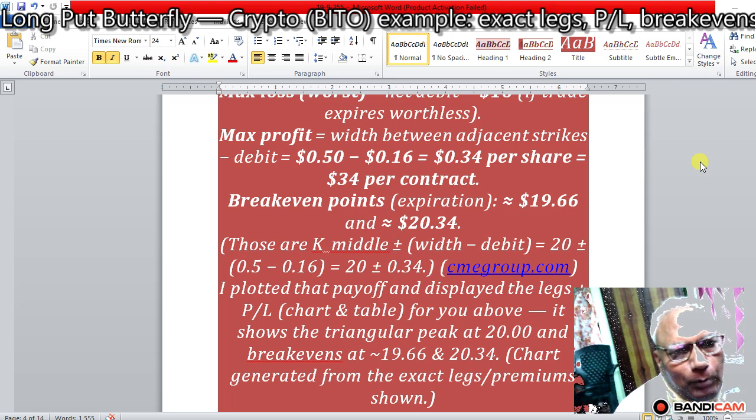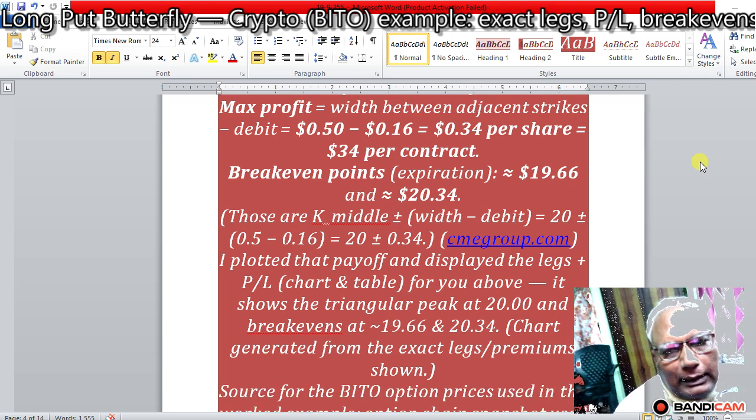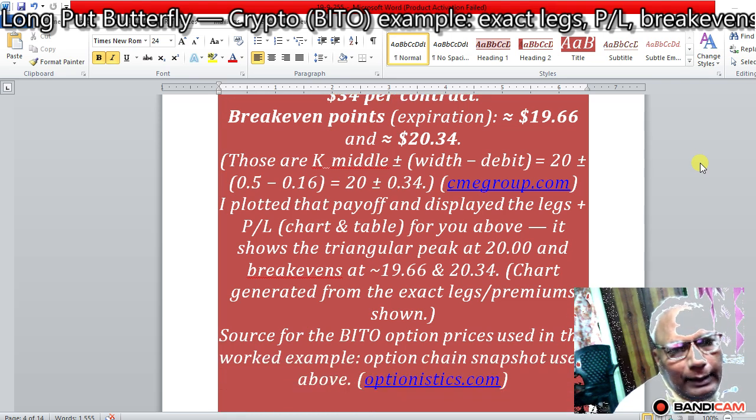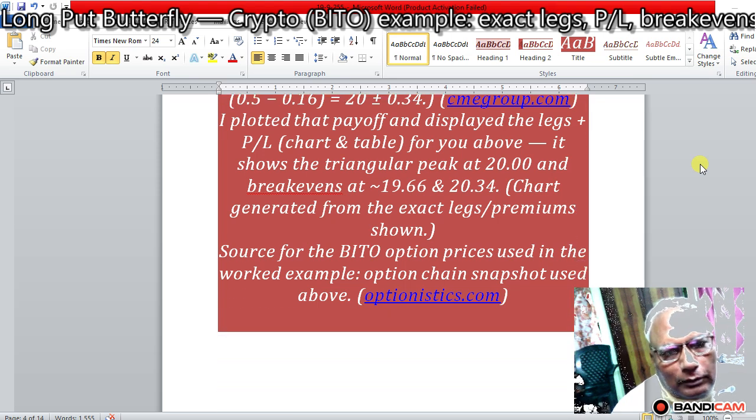CMEgroup.com plotted and displayed the legs plus P&L charts and table, with a peak at $20.22 and break evens at $19.66 and $20.34. That is the source for the BITO options prices used.